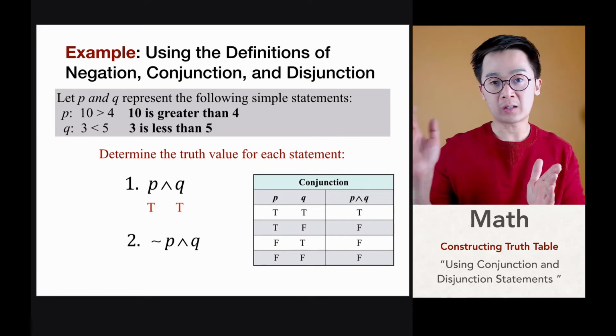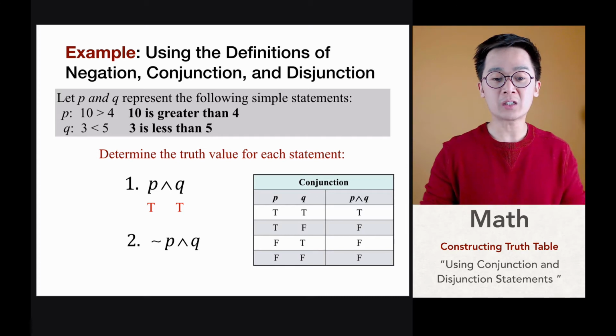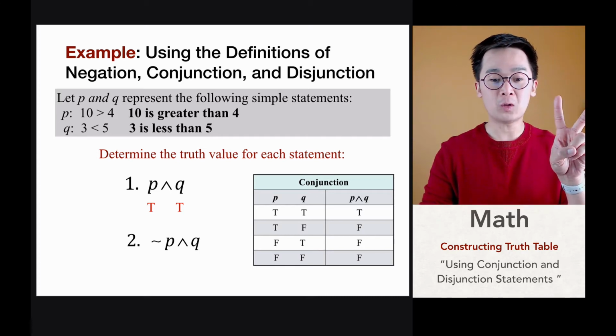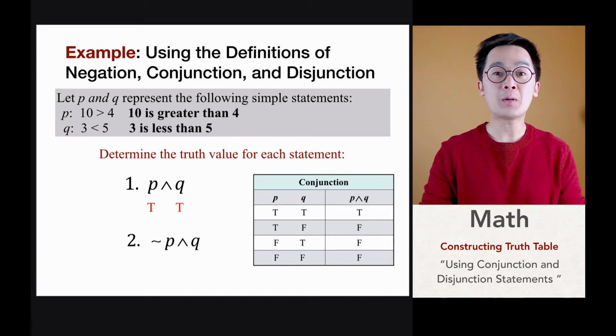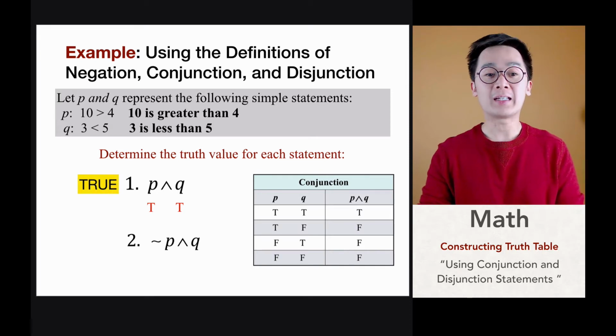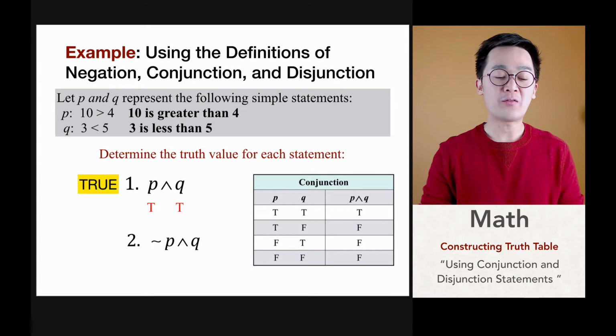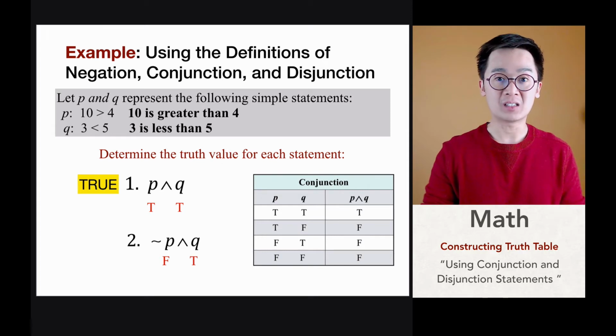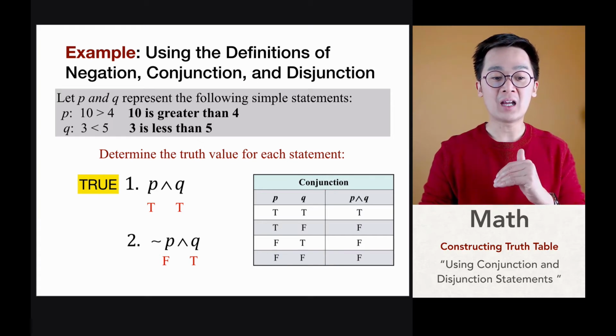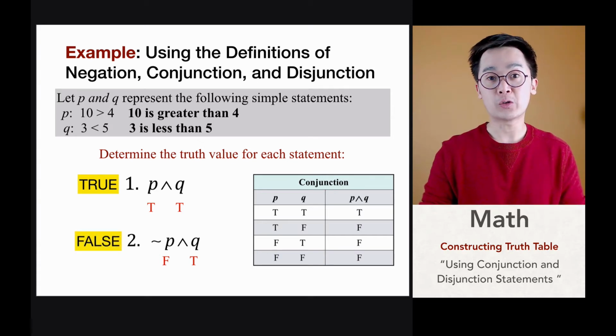And if we're going to look at our truth table on conjunction, two T's will make up a T. So number 1 is a true statement given that we're using the conjunction table of our truth table. Now for number 2, if we have not P, that means it's false, and if we have Q, that means it's a true value. And in our conjunction table, if we have F and T, the statement would be false. So statement number 2 would be false.